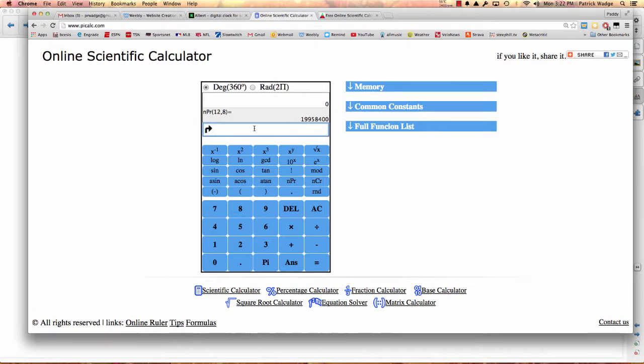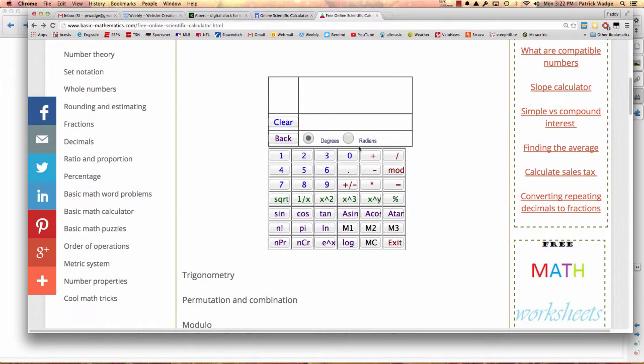19,958,400. Okay, so that's one type. I actually think this is less common to have it this way. The way that's more common, I think, is this type of calculator, where first of all you put the first number. Remember, it was permutation of 12 distinct objects where you're arranging 8 of them. So first you would put the 12, then you would hit the permutations button, which is right here.